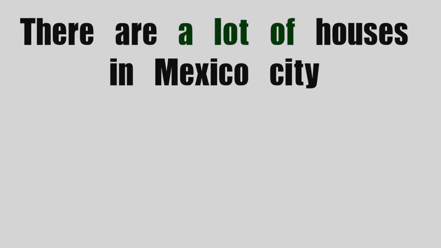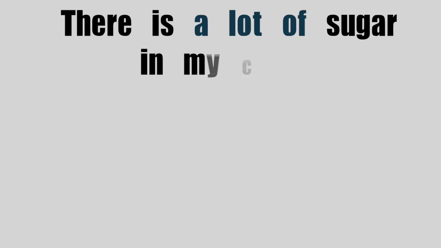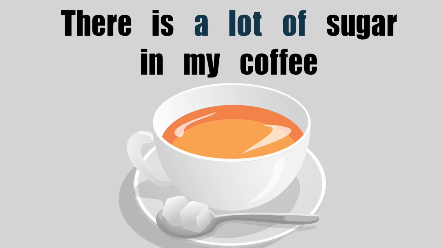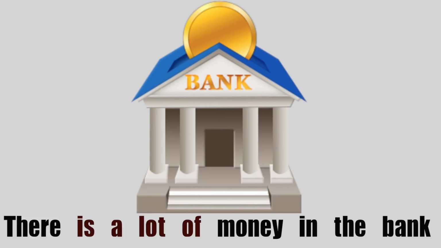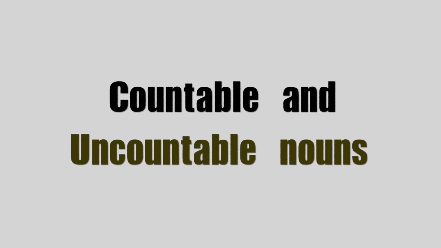There are a lot of houses in Mexico City. There are a lot of houses in the city. Houses is plural, so I can use are. But in singular cases, I can use is, right? There is a lot of sugar in my coffee. I don't like this. There is a lot of money in the bank. So my expression, a lot of, is going to help me with countable and uncountable nouns.